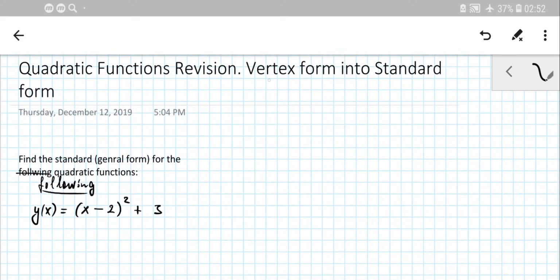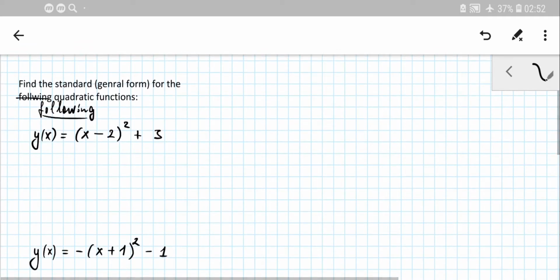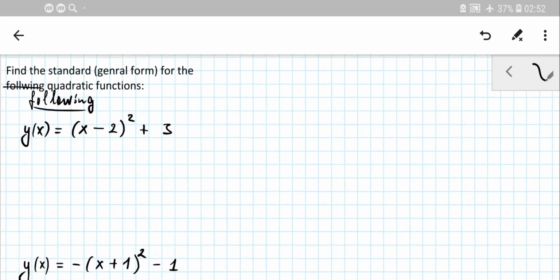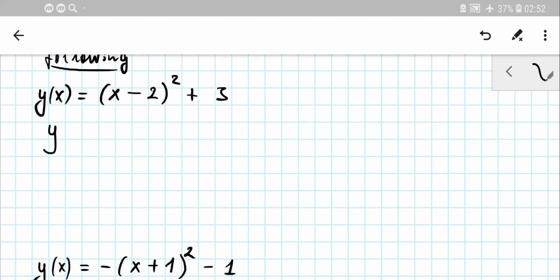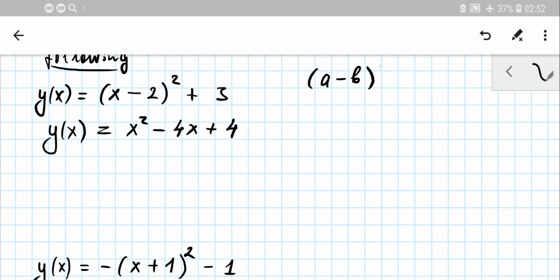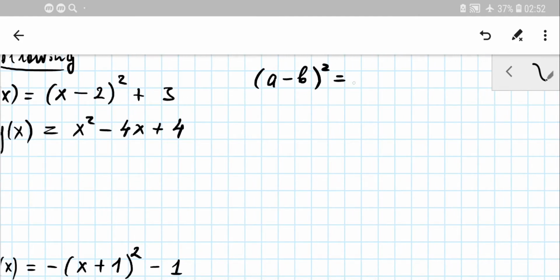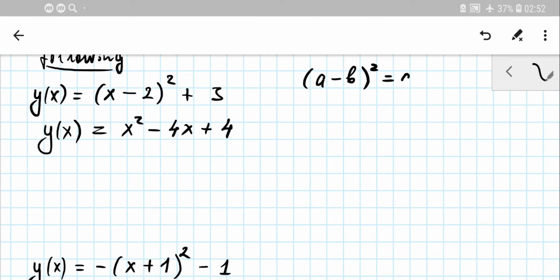So we have a vertex form, but we need to convert it into standard form. I'll use several ways. The first way is simply to expand. We need to expand the brackets. So we've got x squared minus 2 times 2 is 4x, and plus 4. Just remember, we use the formula for the square of the difference, binomial expansion.